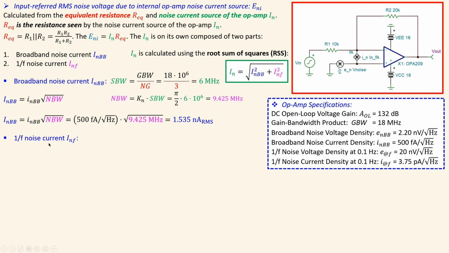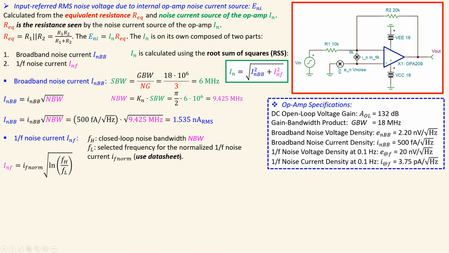The 1/f noise current in RMS is again a similar expression as we did for the 1/f noise voltage. So again, the normalized current times the square root of the ln of the ratio of the upper cutoff frequency over the lower cutoff frequency. Now we know that f sub h is the closed loop noise bandwidth, which is this one, and the fl is a selected value for the normalized 1/f noise current, and we will use the datasheet for that one. Now we again take 0.1 hertz, but any value will do for fl.